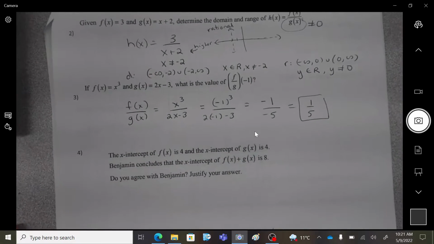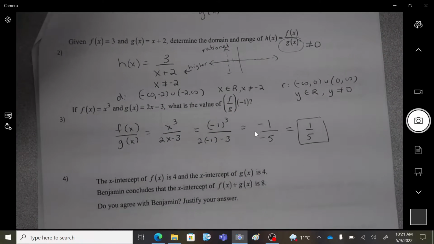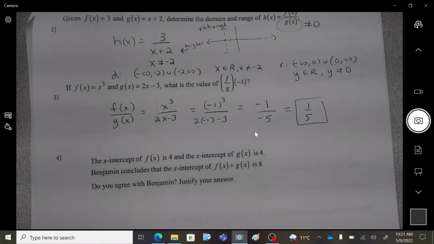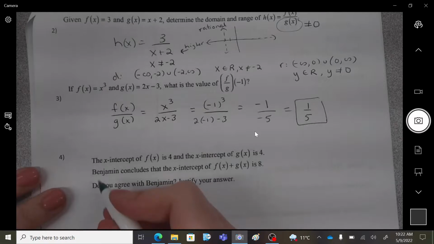The x-intercept of the f function is 4. The x-intercept of the g function is 4. Ben concludes that the x-intercept of the function, if I did f of x plus g of x, is 8. Do you agree or not? So I would say no to this. So what is the reason?